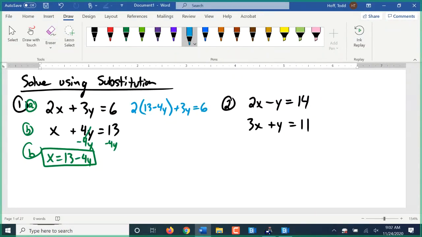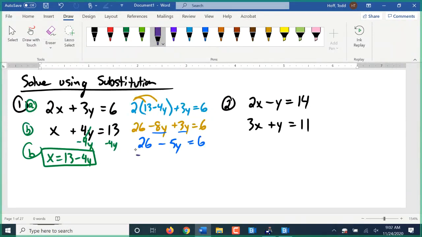Now we have one equation with one variable. We can solve that for y. So we'll distribute the 2. 2 times 13 is 26. 2 times negative 4y is negative 8y. The positive 3y is not in the parentheses, so it does not get multiplied. We will combine negative 8y and positive 3y, which is a negative 5y equals 6.